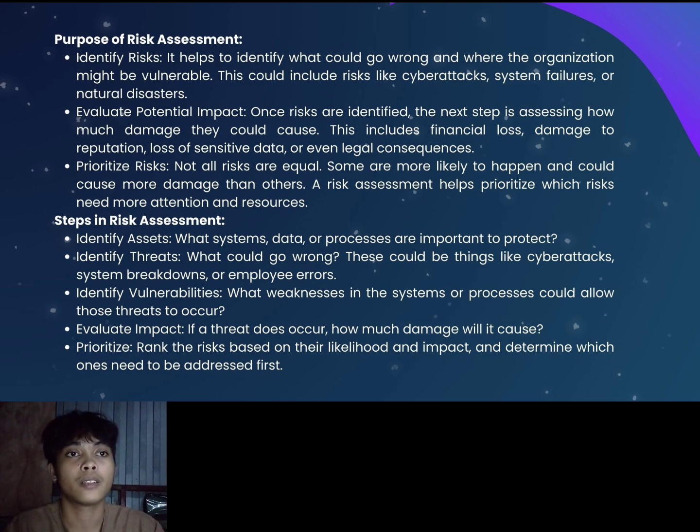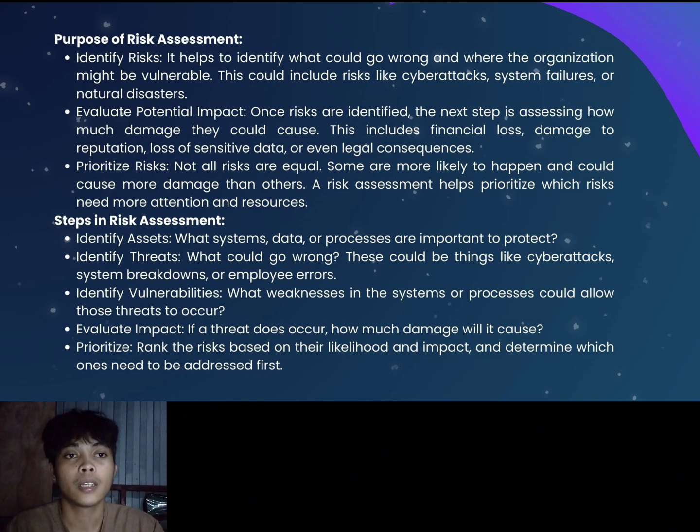The steps in assessment. Identify assets. What systems, data, or processes are important to protect? So, identify assets is to determine which systems, data, or processes are critical to protect. Then identify threats. These identify what could go wrong, such as cyber attacks, system failures, or human errors. Then identify vulnerabilities. Pinpoint weaknesses in systems or processes that could allow risk to occur.